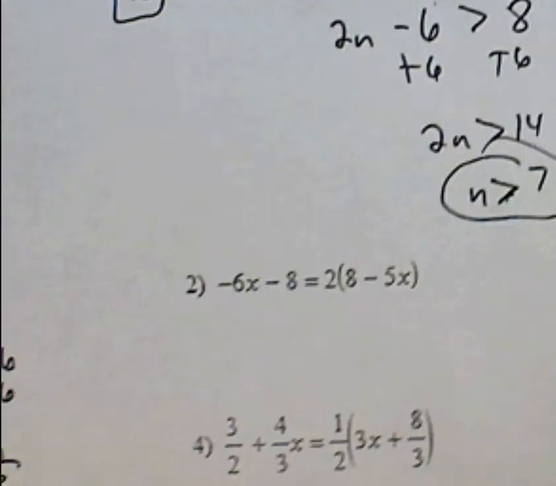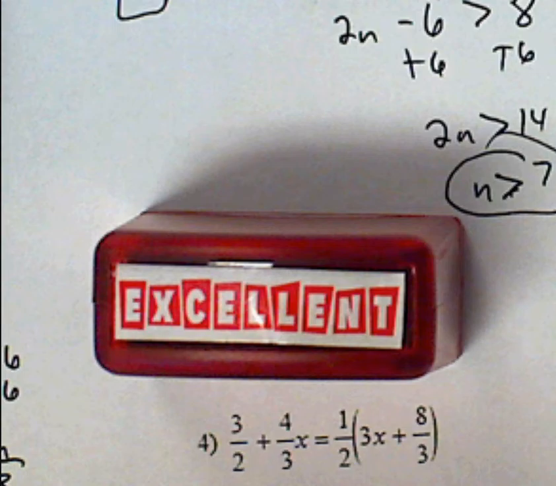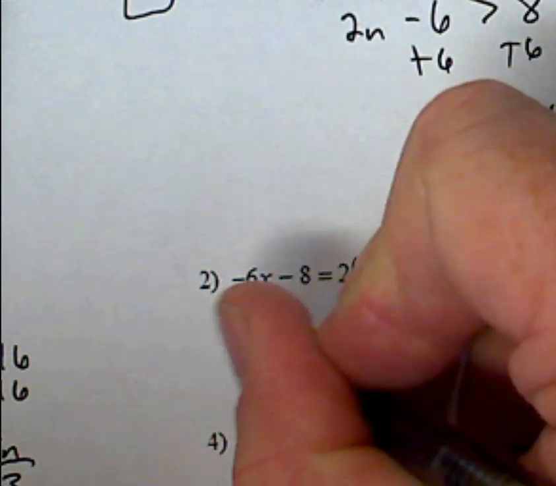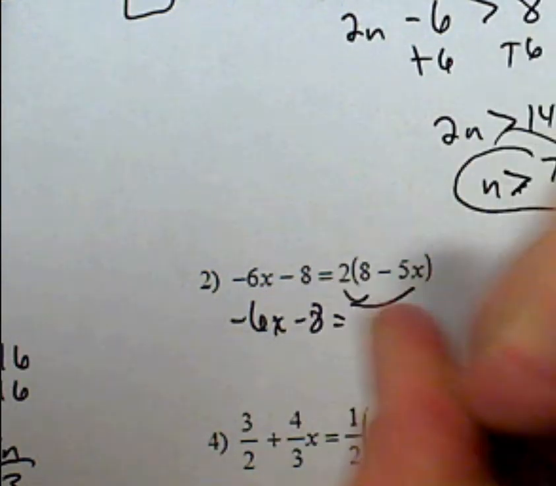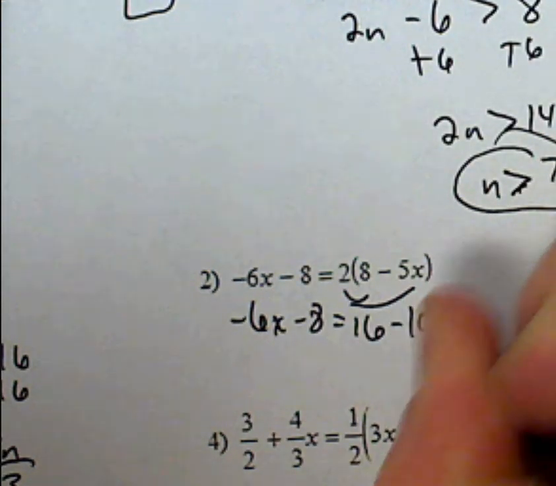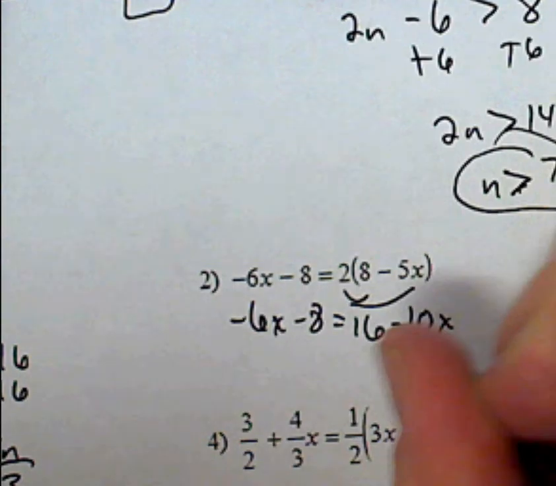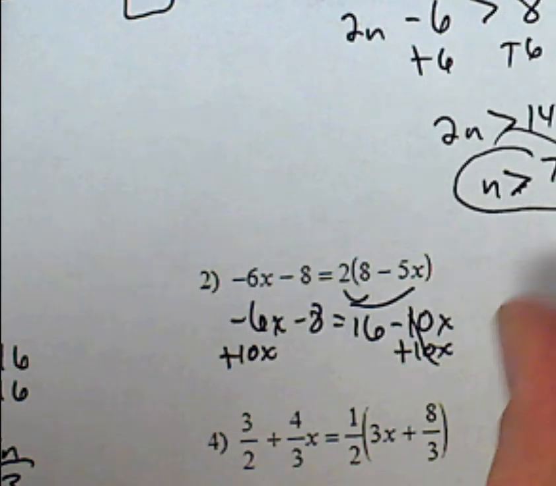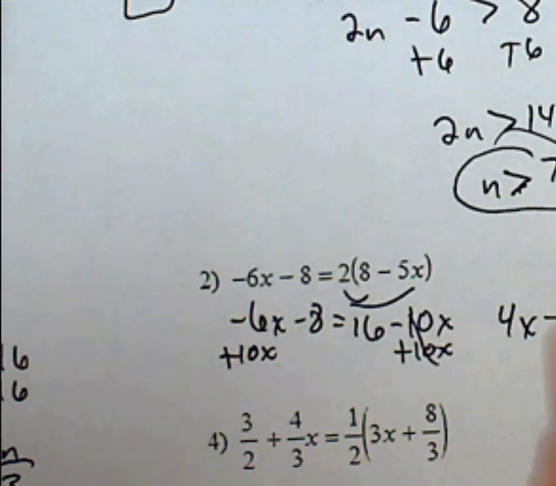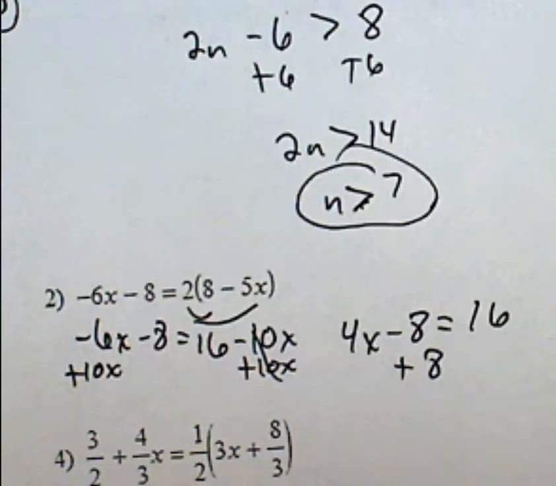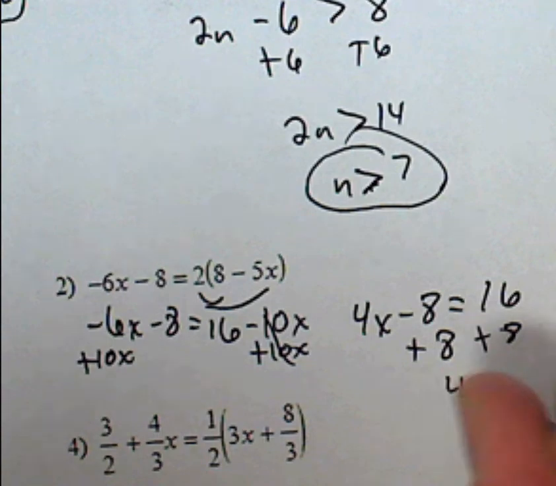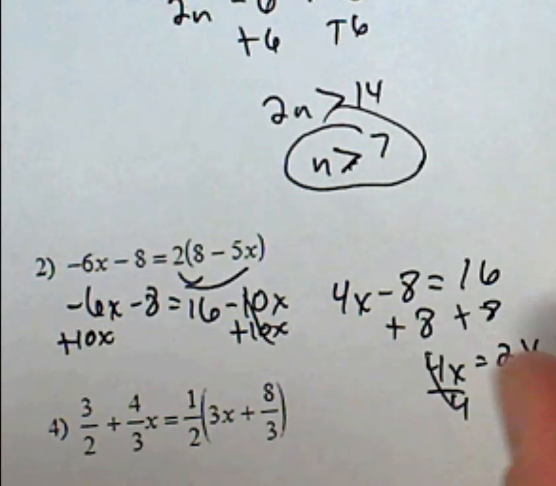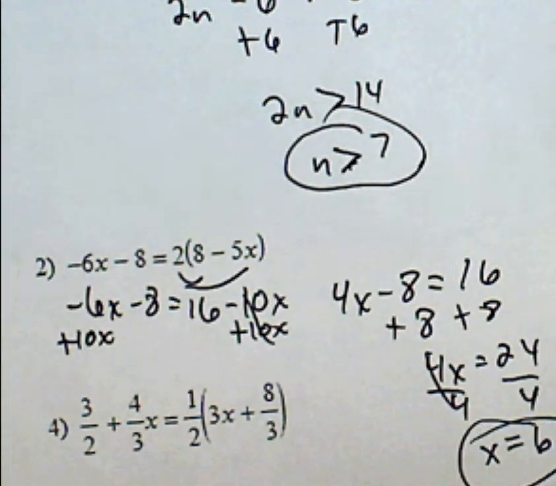Number 2. Pause the video and try. On number 2, I'm going to go ahead and distribute. -6x minus 8 equals 16 minus 10x. I'm going to add 10x to both sides. That gives me 4x minus 8 equals 16. Add 8, add 8. 4x equals 24. Divide by 4. x equals 6.